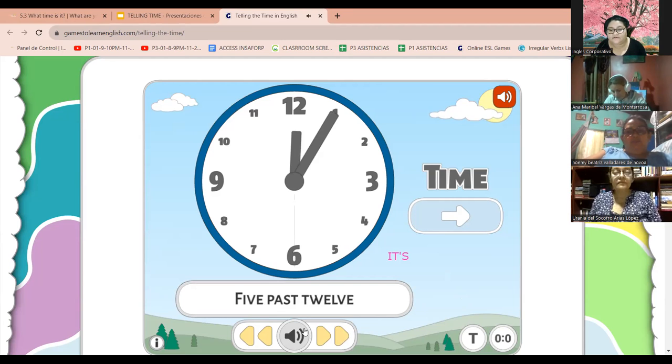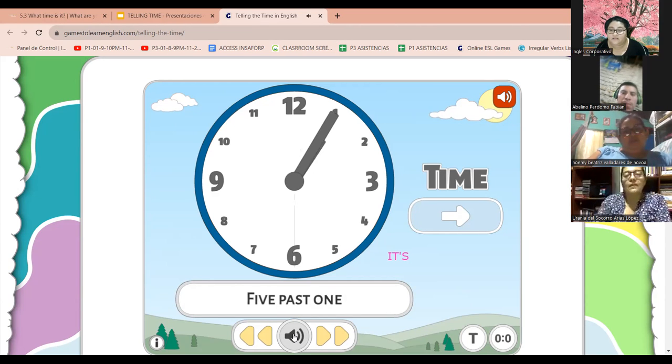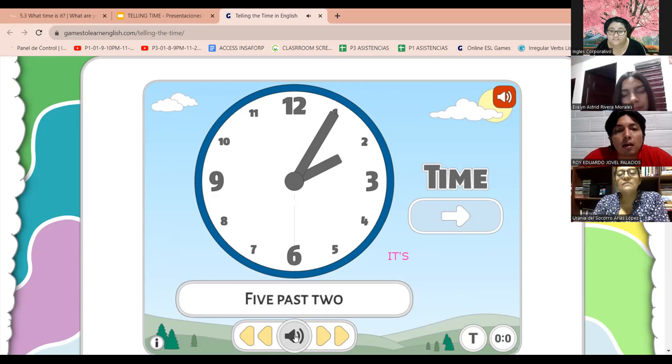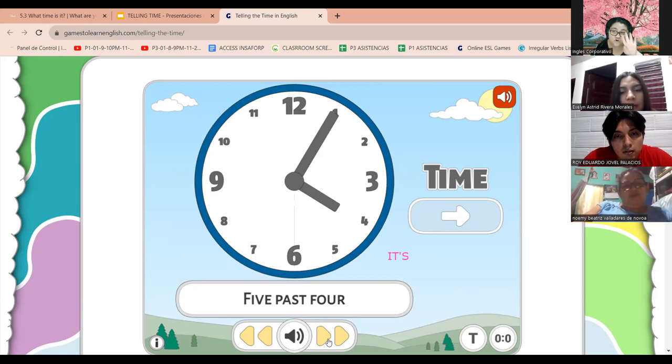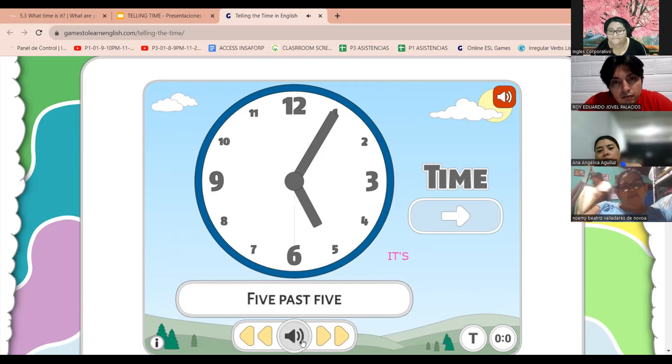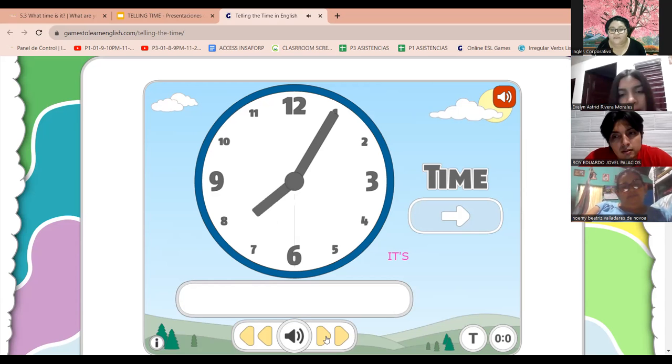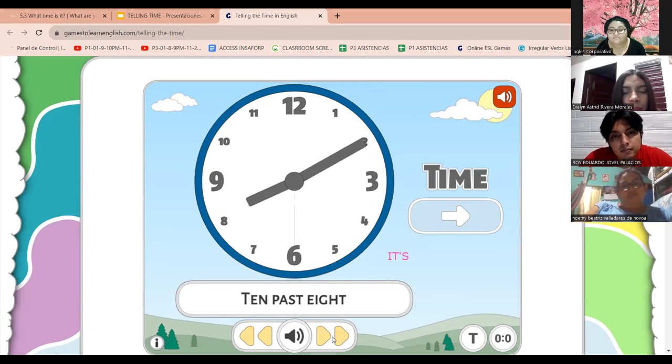If I have this one, it's 5 past 12. This one, it's 5 past 1. It's 5 past 2. It's 5 past 3, and I go on like that. This one? It's 5 past 4. This one? It's 5 past 5. It's five past six. And it works the same if it's 10, right?